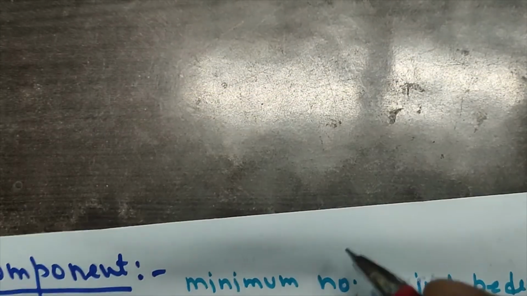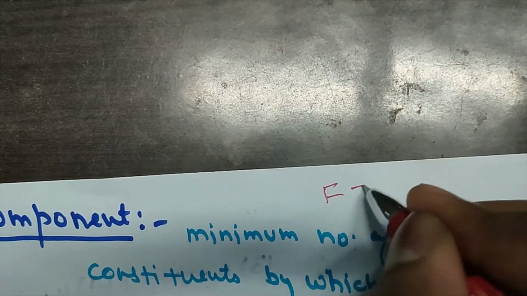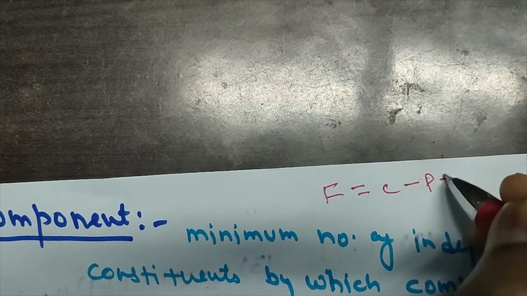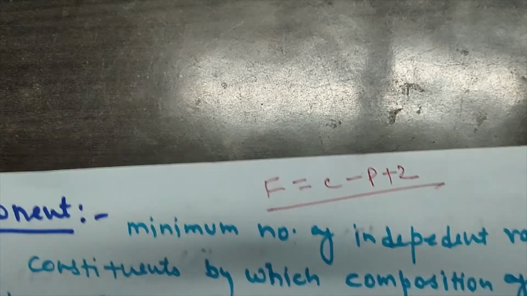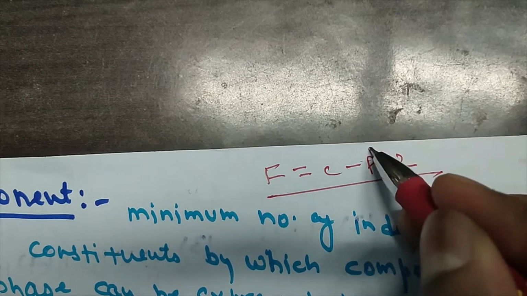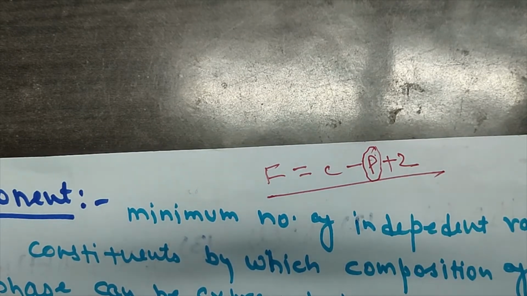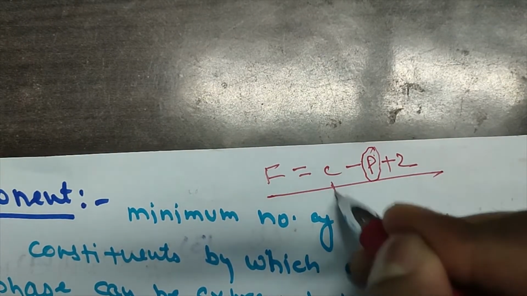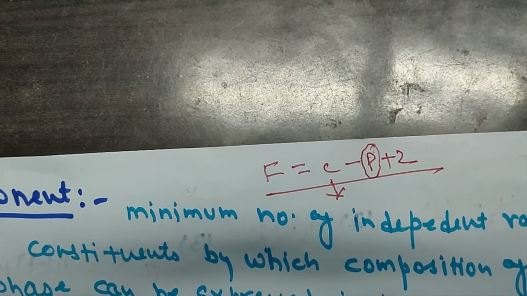Now the second thing, what I have mentioned in the phase rule, F is equal to C minus P plus 2. What I have discussed yet is the phase. Now in this section I am going to discuss the component.